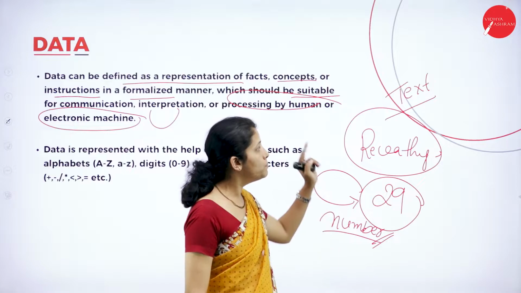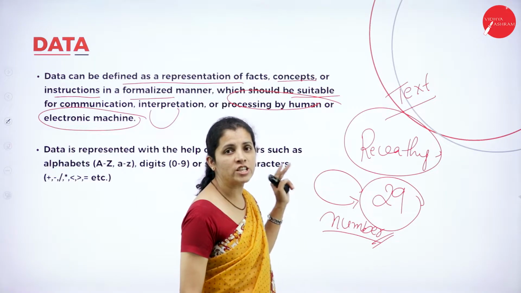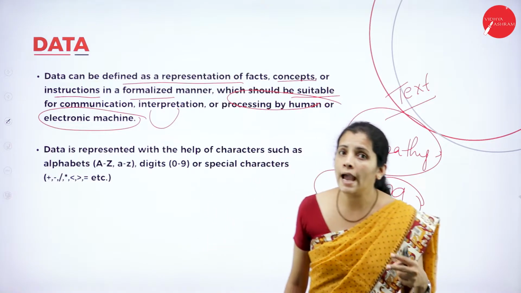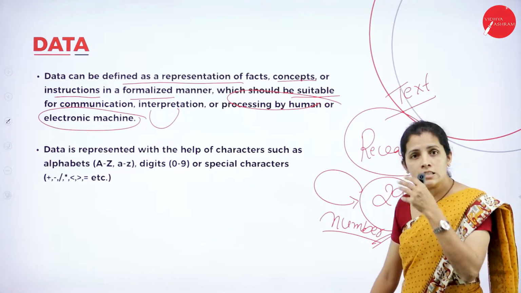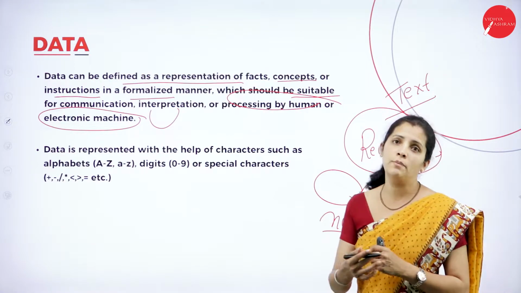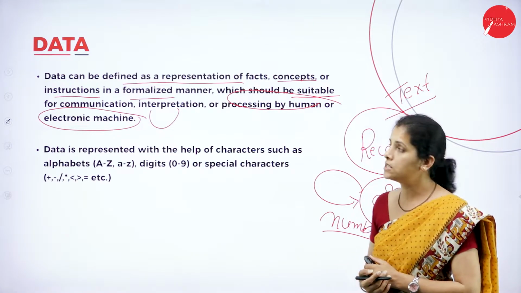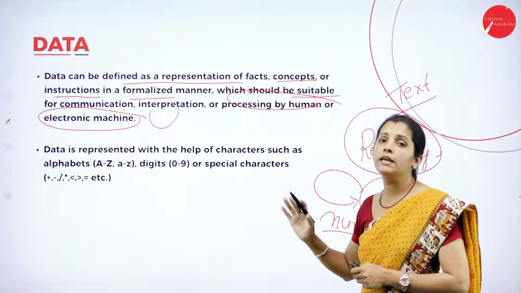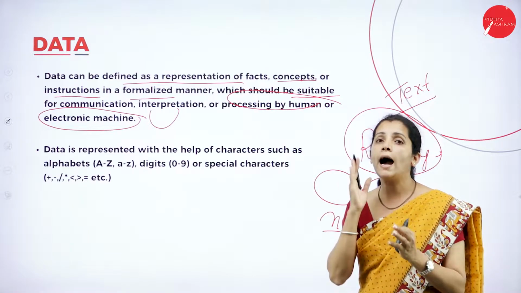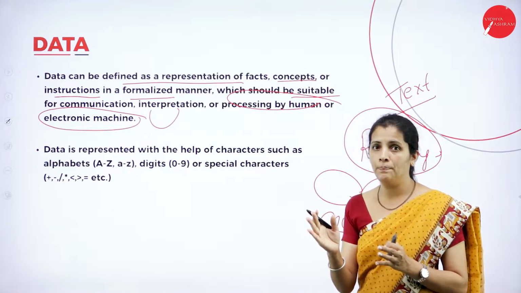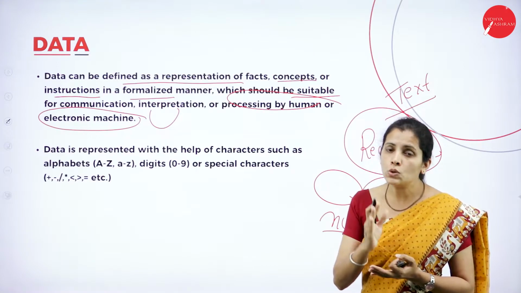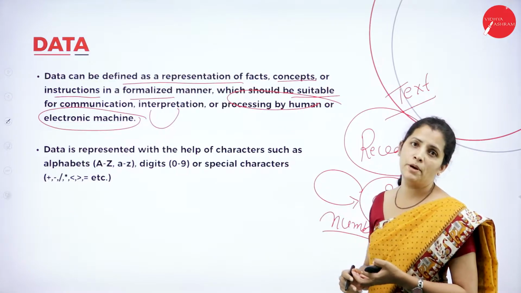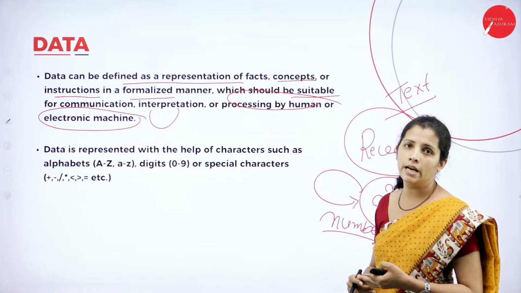So here both name and age can be stored in the computer system or any electronic device. And the same data is used for communication as well as processing. So what is data here? Data is nothing but the raw fact or unprocessed data that can be stored or recorded in the electronic machine. So it is called data.